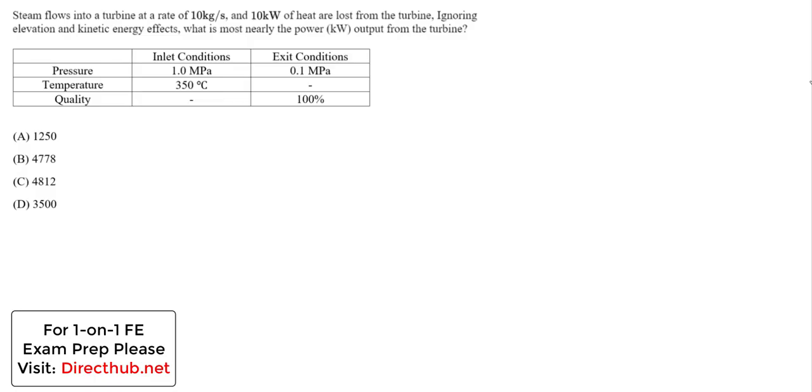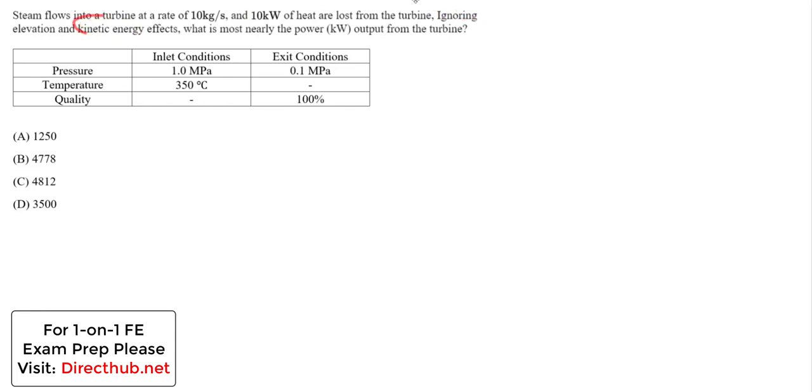Okay, so back again with a thermodynamics FE type question. For this one, we're told that steam flows into a turbine at a rate of 10 kilogram per second. Note this is going to be a mass flow rate of 10 kilogram per second. So it's a mass per time, right? And 10 kilowatts of heat are lost from the turbine. So 10 kilowatts of heat is going to be Q dot or lost from the turbine.